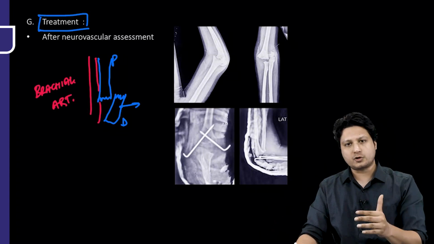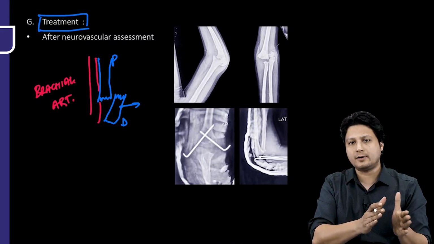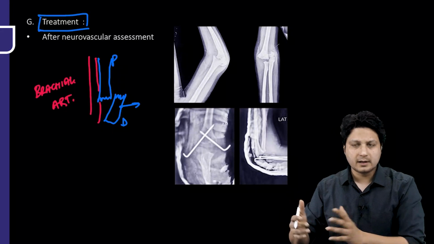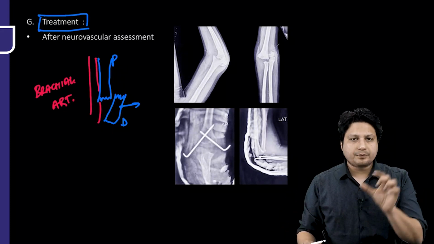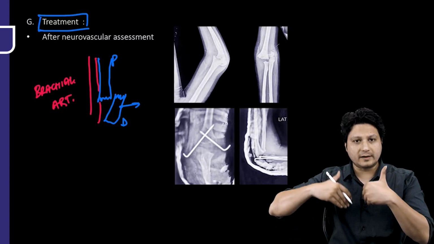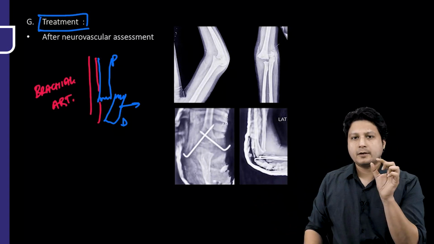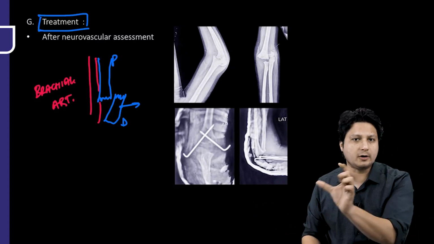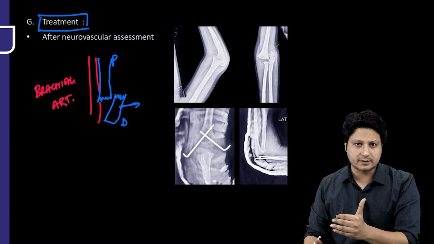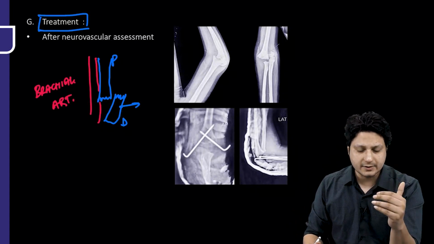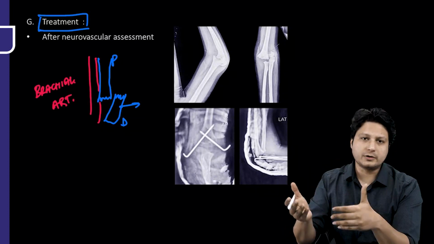So whenever a child comes to you with a possible supracondylar fracture of the humerus, first the assessment has to be done of the distal neurovascular status. Actually, this is not only for supracondylar. For every fracture, the first assessment, that means management related to the fracture, after having your A, B, C, D done, you have to go for the neurological assessment of that particular limb which is affected. So distal neurovascular status needs to be assessed. Alright, so once the neurovascular assessment has been done, now you decide the management.